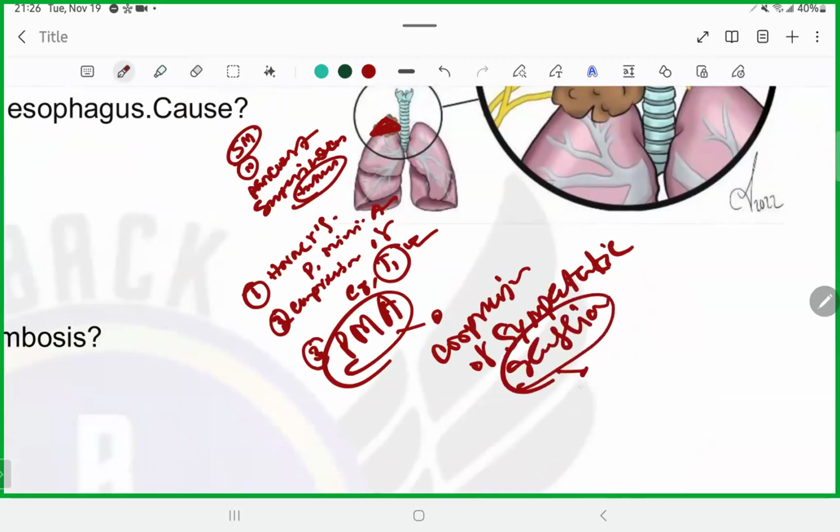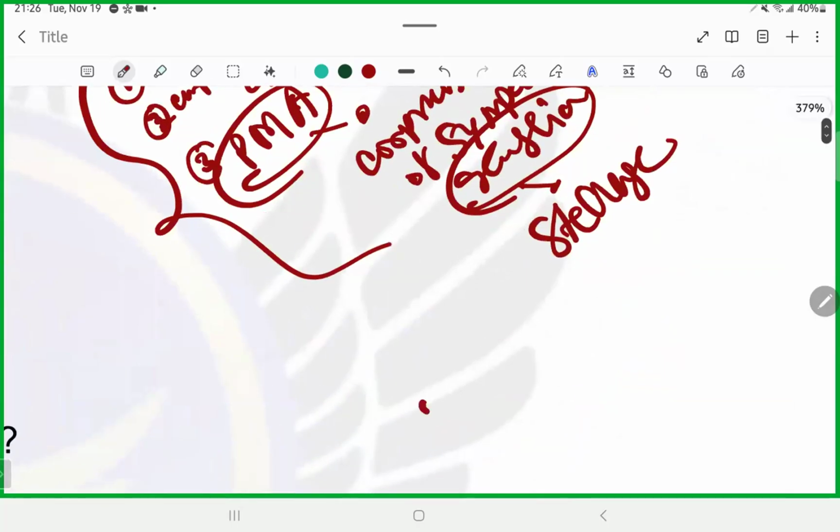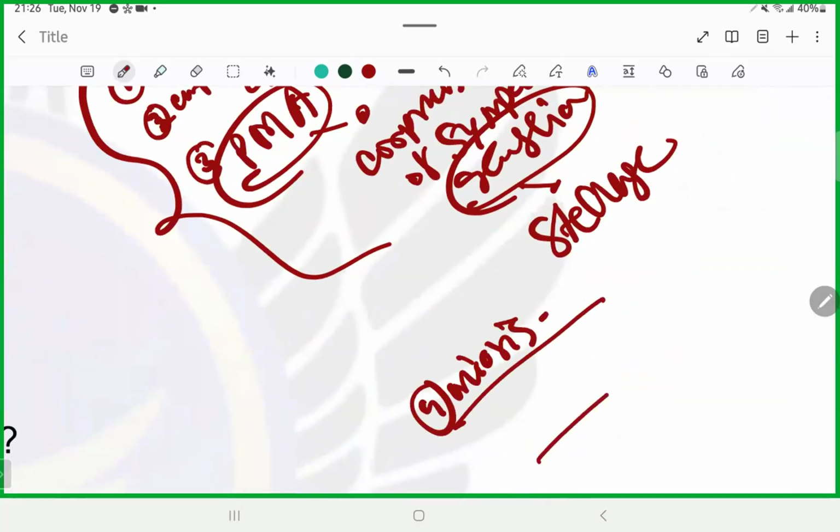And which ganglion is here? Stellate ganglion. Every single word is important, and you will have this in your question. Stellate ganglion. And why is miosis happening? Miosis is happening because of this imbalance.